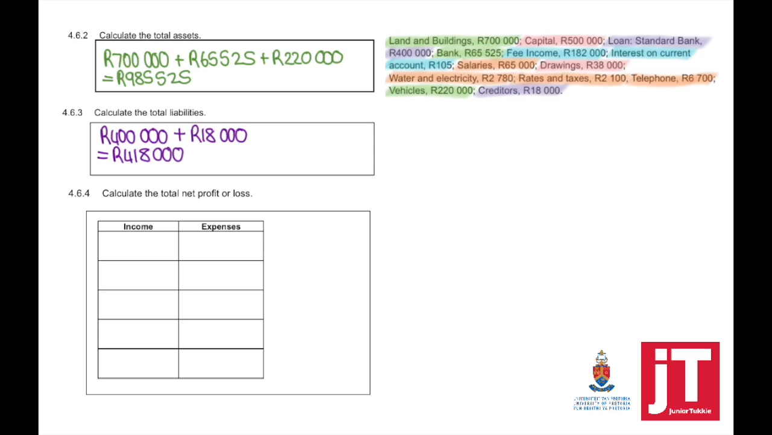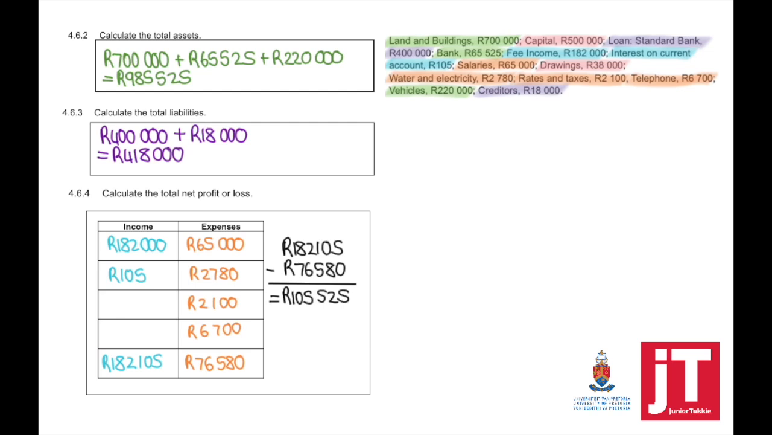Now we need to calculate the total net profit or loss. So to calculate our net profit or loss means that we have to take our income minus our expenses. So to start off, we said our income consists of fee income plus interest on current account. Then we've got our expenses, which is our salaries, water and electricity, rates and taxes, and telephone. So if I add all of that, we get our total income minus our total expenses, which means that the business made a profit of 105,525. Why did we make a profit? Because our income exceeds our expenses.